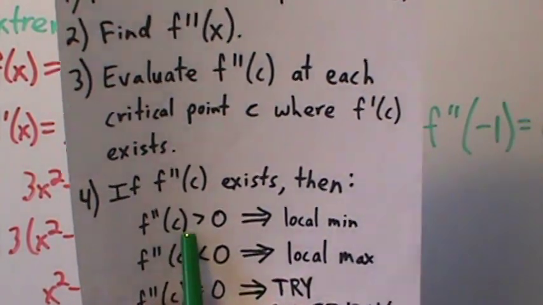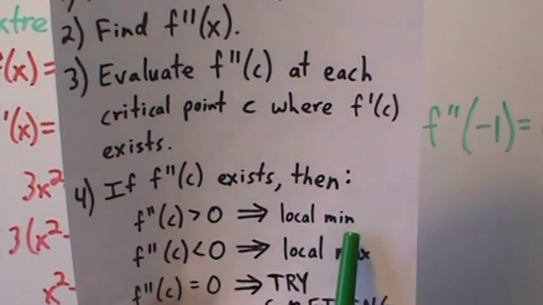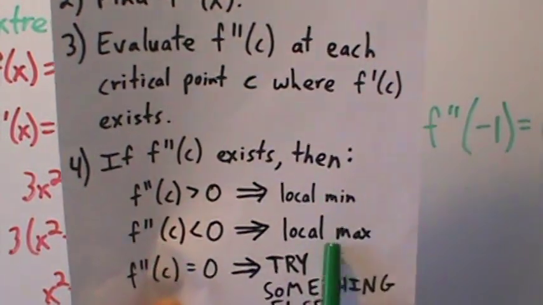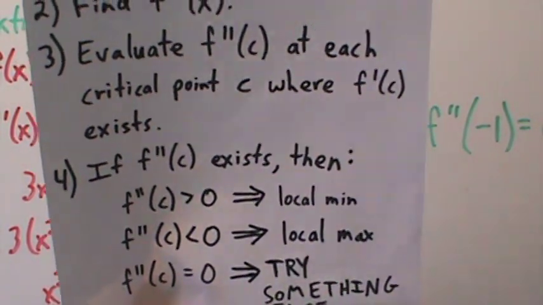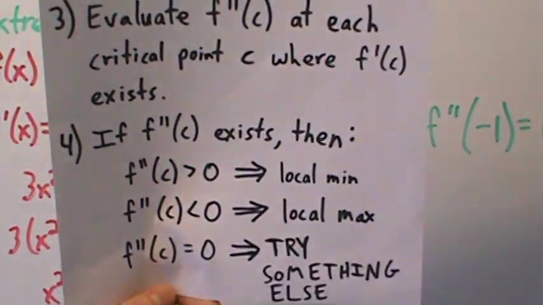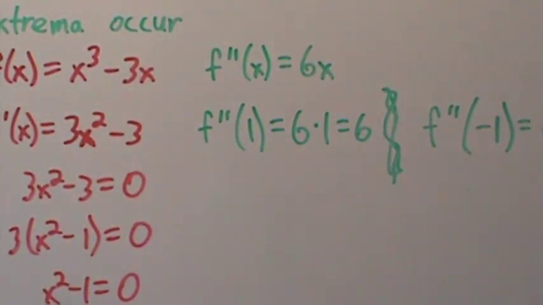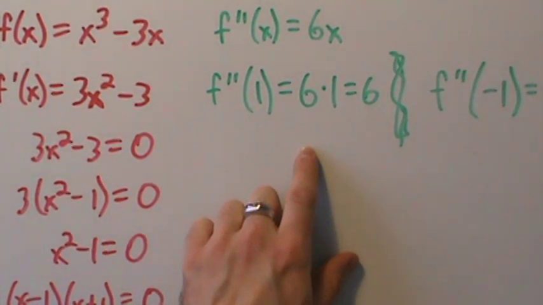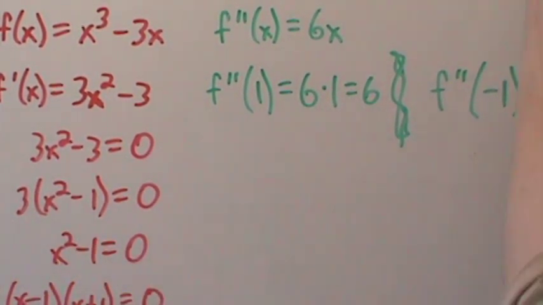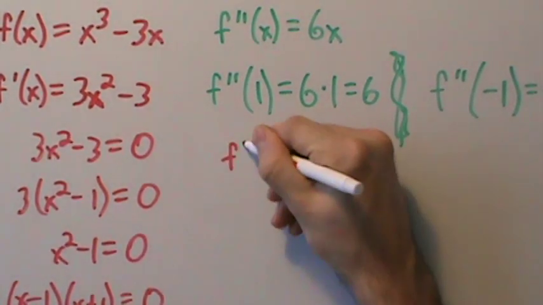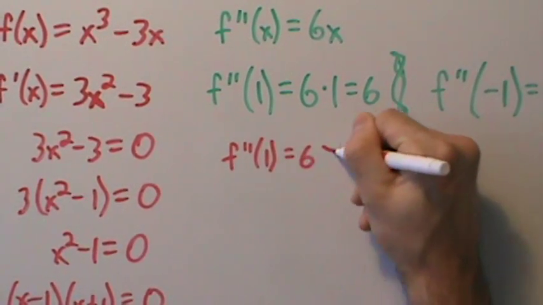So then we just apply the second derivative test. If the second derivative is positive, then you have a local min at the critical point. If the second derivative is negative, you have a local max at the critical point. If the second derivative is 0, then the second derivative test doesn't work for us. We have to try something else. So what do we have here? Well, f double prime of 1 equals 6, which is positive.